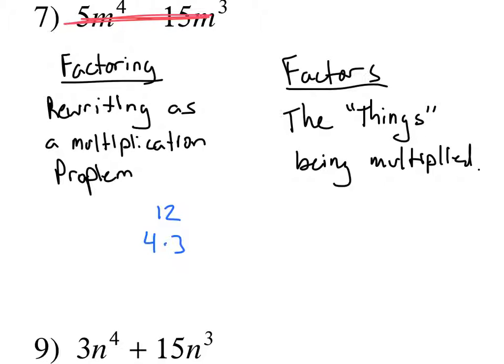Why? Because we can factor 4. And so it's actually going to be 2 times 2 times 3, right? That's 12. So that is the process of factoring. Rewriting, in this case, we rewrote the number 12 as a multiplication problem, 2 times 2 times 3. Okay? That's factoring. Now, the factors are these numbers multiplied together. 2, 2, and 3 are now factors of 12.